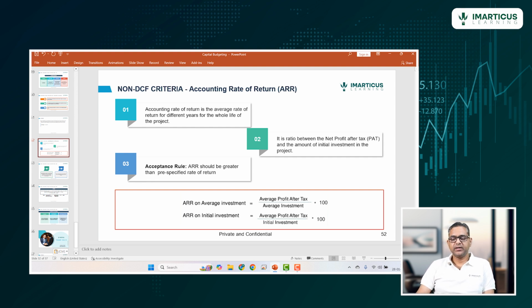The acceptance rule is that ARR should be greater than the pre-specified rate of return. ARR on average investment is equal to average profit after tax upon average investment into 100, and ARR on initial investment is average profit after tax upon initial investment into 100.